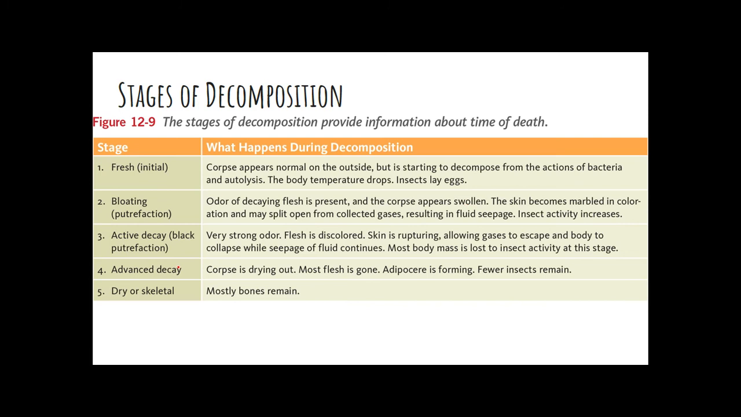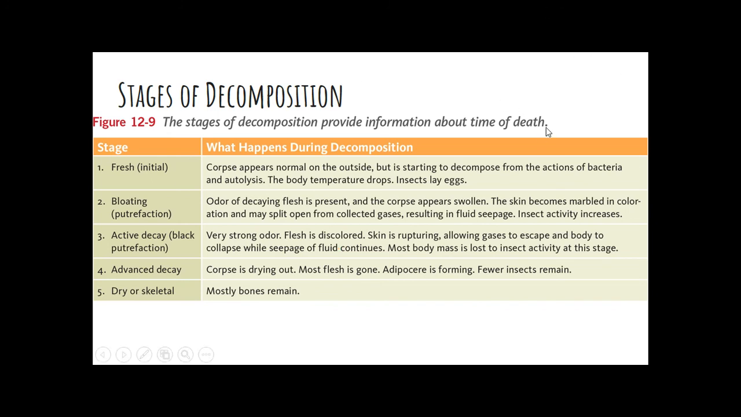Once we get to advanced decay, the flesh is gone. There are fewer insects remaining because now there's not a lot for them to eat and it's drying out. And then our final stage is when we're just looking at mostly bones remaining.